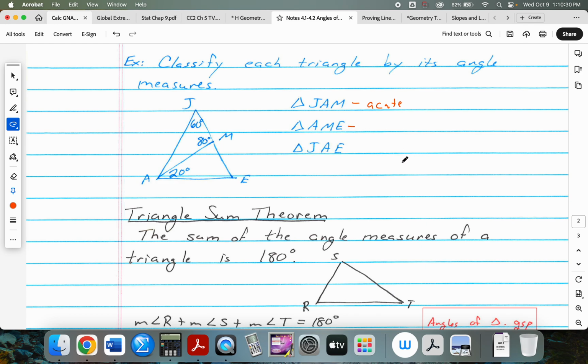What about triangle AME? Well, what's the measure of this angle right here? 100, because those 2 are a linear pair. Right. So it's obtuse.